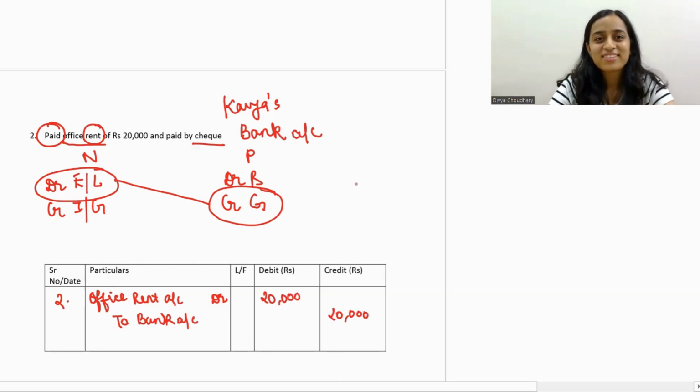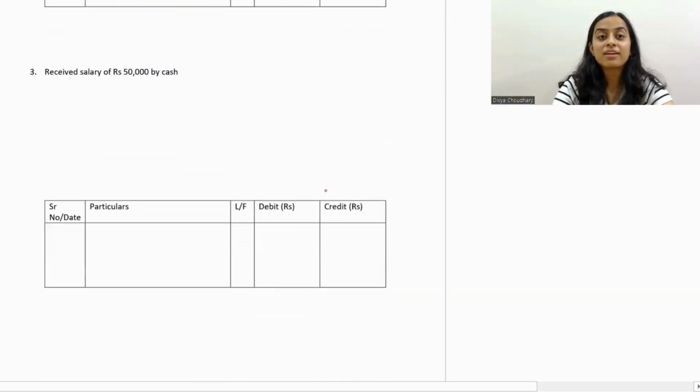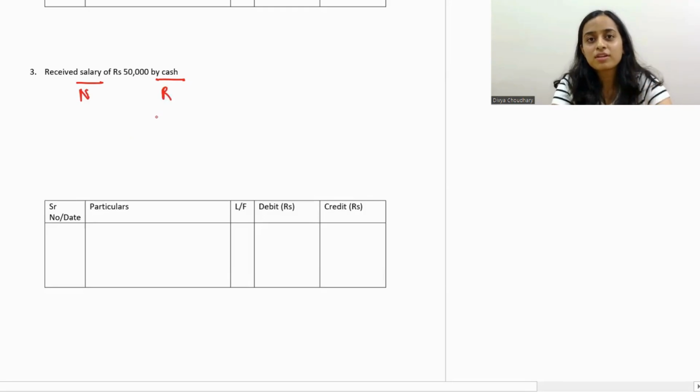All right. Let's move on to the next one. Received a salary of rupees 50,000 by cash. My two items here are salary and cash. Salary is a nominal account and cash is a real account. We can see, feel, touch cash, right? Therefore, it's a real account.